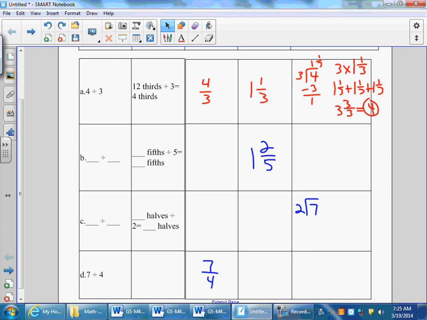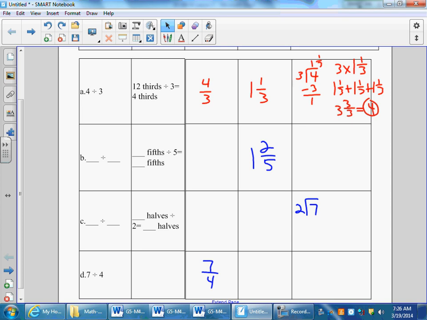Okay, we're going to fill in the chart. The first one is already done for us. You see A, 4 divided by 3 is the division expression. 12 thirds divided by 3 equals 4 thirds. The improper fraction is 4 divided by 3, or 4 thirds. Mixed number is 1 1/3. And then you show the standard algorithm in the last column.